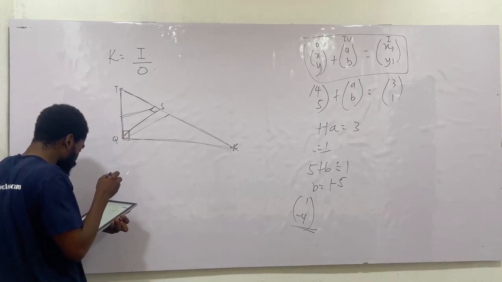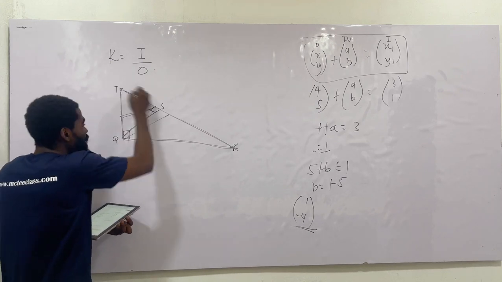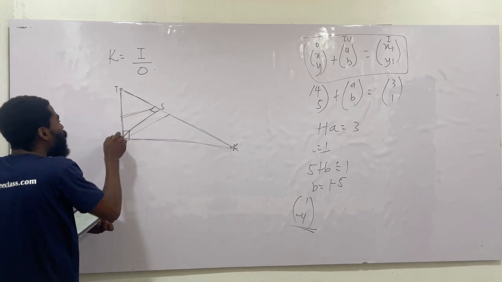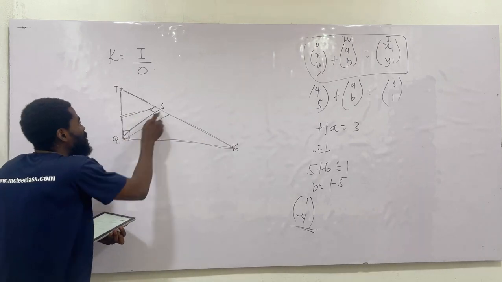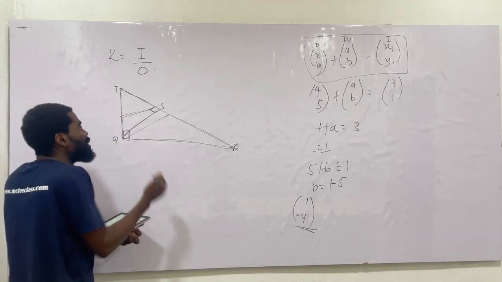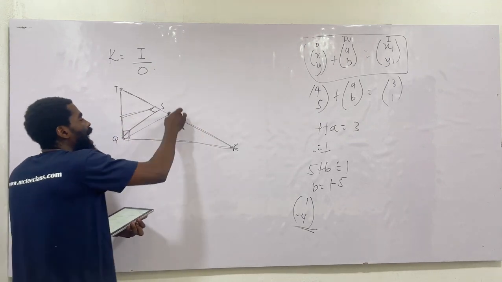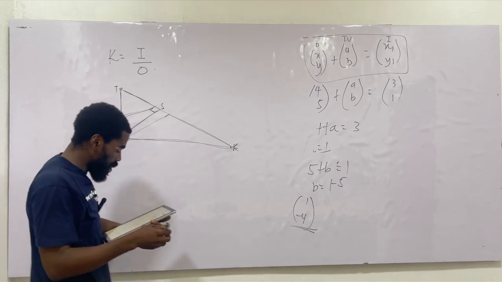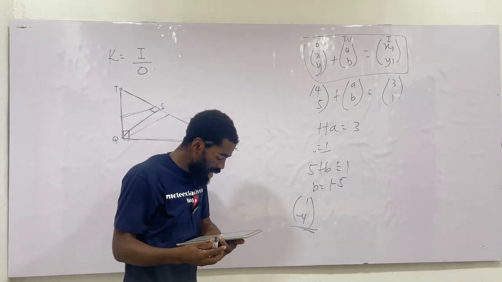So TR corresponds with this. Why? Because they are both the hypotenuse. This one is facing the hypotenuse, and this one is facing the hypotenuse. That is the only way to answer this. Because the hypotenuse goes with the corresponding hypotenuse, our answer lies at B, and that is TR.